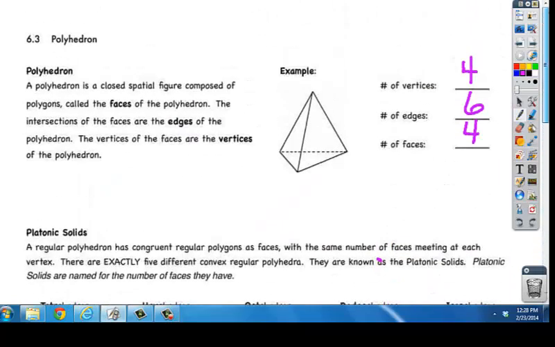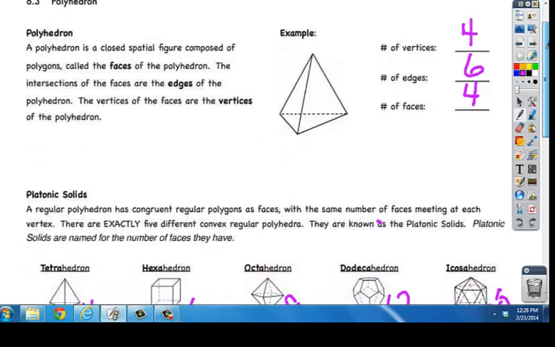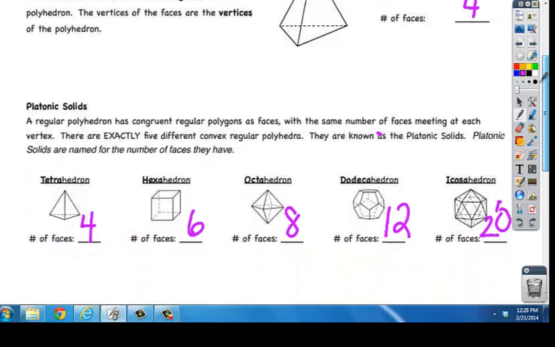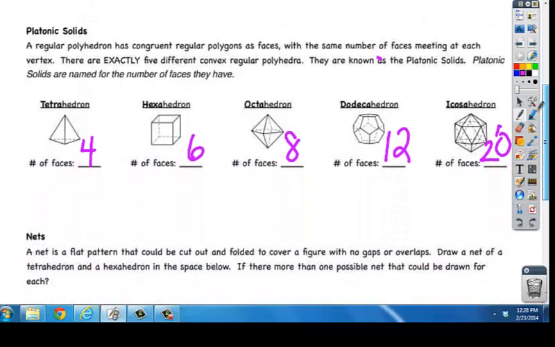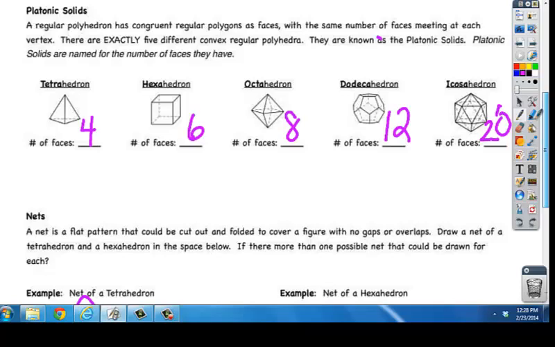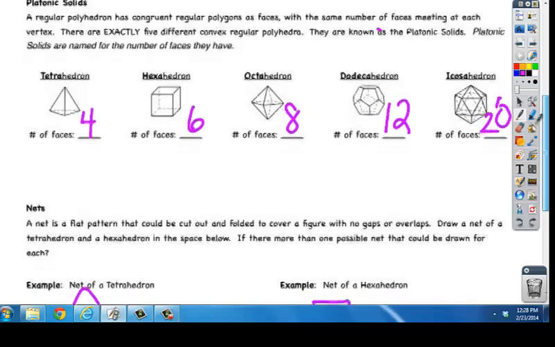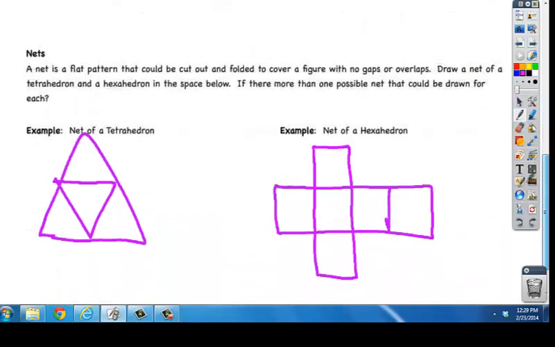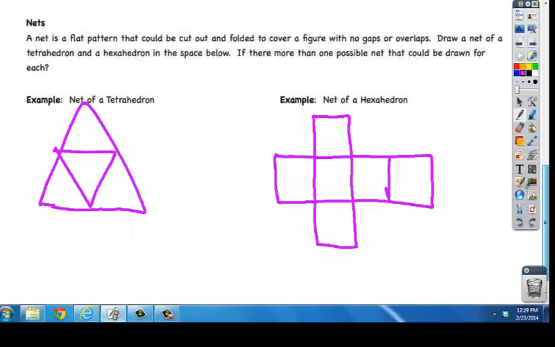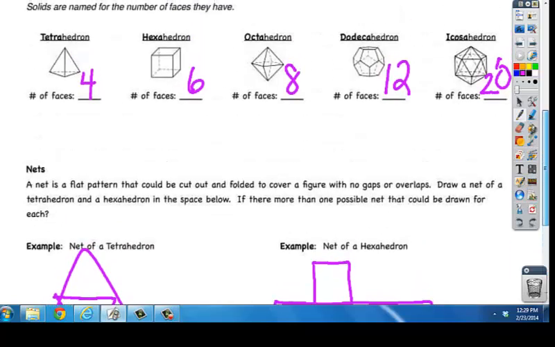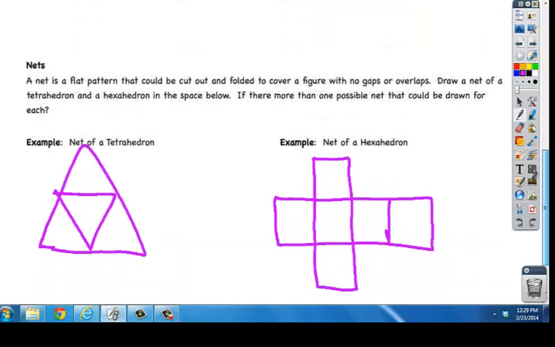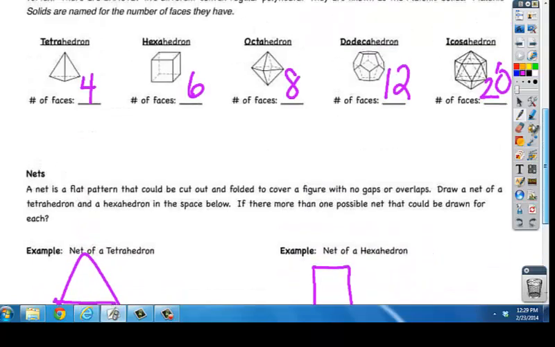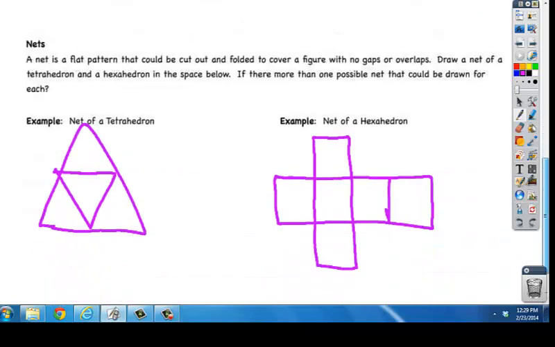So now you should have your polyhedron and the faces, the edges, and the vertice count, your platonic solids. Platonic solids, again, are named by the number of faces they have. A couple examples of a net. See how we could fold that tetrahedron right down into this net? And the hexahedron, which you know as a cube, we could make a net of that.